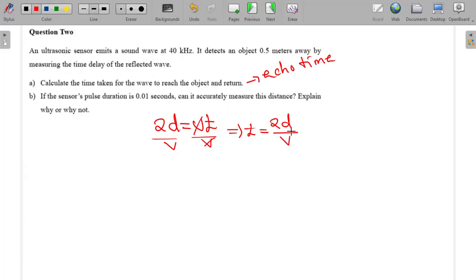As simple as that, where this distance is the distance to the object that they've given us, and everything here is for the round trip. And this velocity is the speed of sound. The velocity that we are using here is the speed of sound. So are you able to solve this question on your own?